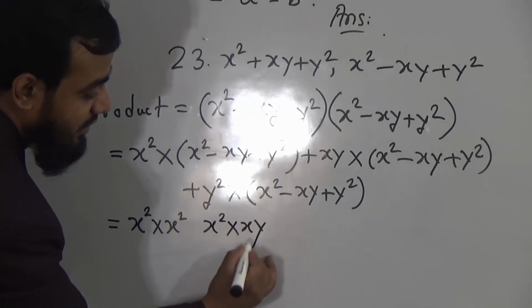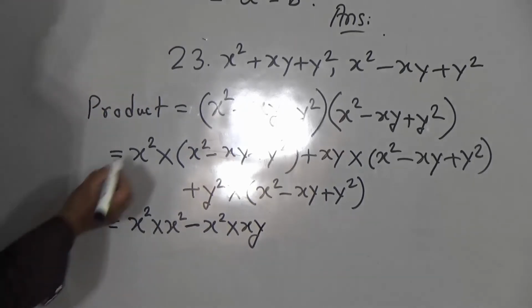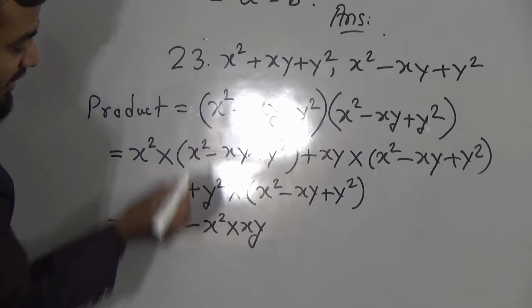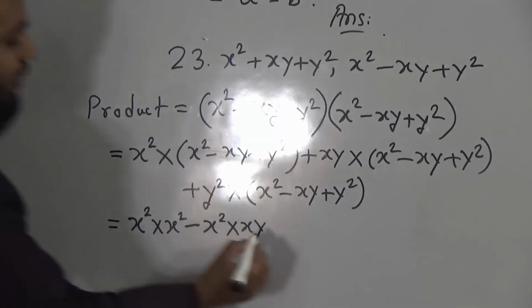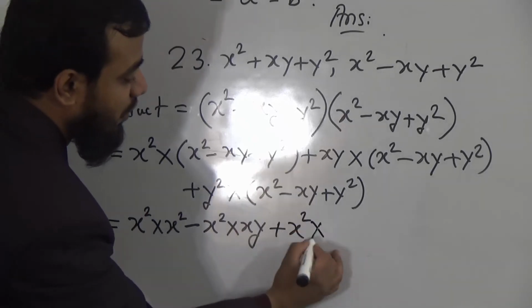So xy has the minus sign. That is why we will use a minus sign before. Got it? x square is multiplied with minus xy, so a minus sign will arise before. Now plus x square is multiplied with y square.